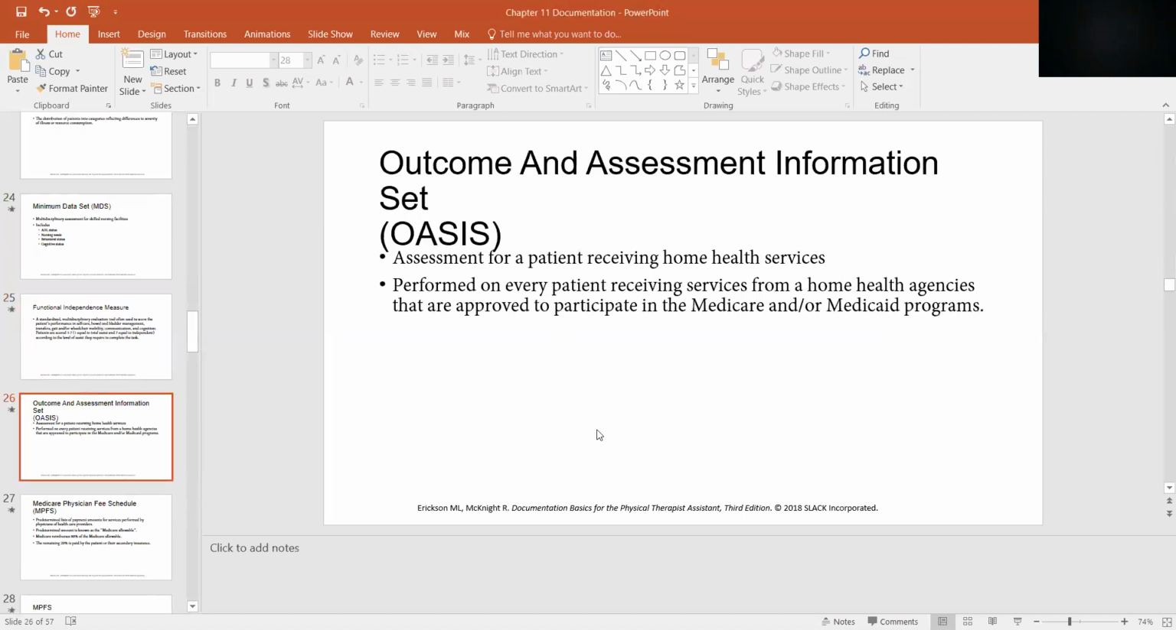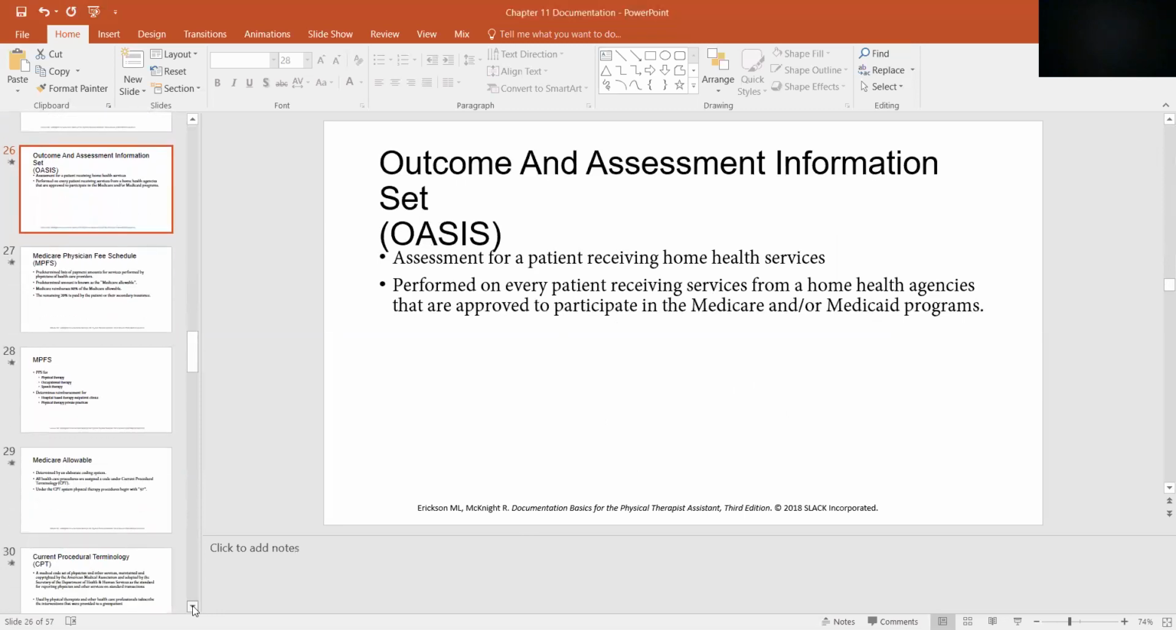The OASIS, so this is an assessment for patients receiving home health services. It's performed on every patient receiving services from home health agencies that are approved to participate in Medicare or Medicaid programs. So home health agencies, or you'll see them called HHAs, they do have to go through some strict things to be able to participate with Medicare and Medicaid. So that is also kind of interesting.